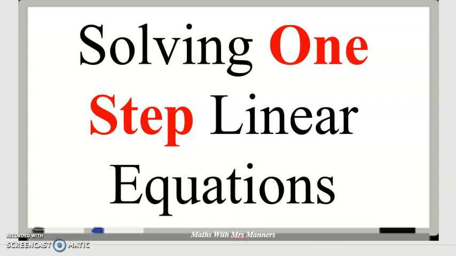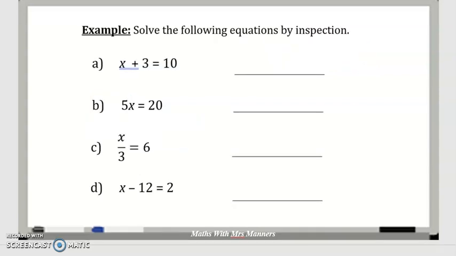This video is on solving one-step linear equations. We covered what a linear equation is in our last video, so hopefully you will understand that. This video just focuses on one-step equations. And the first skill that you need to have is to be able to solve an equation by inspection.